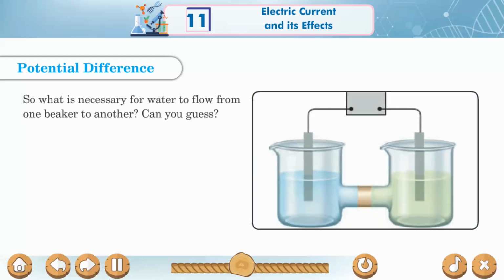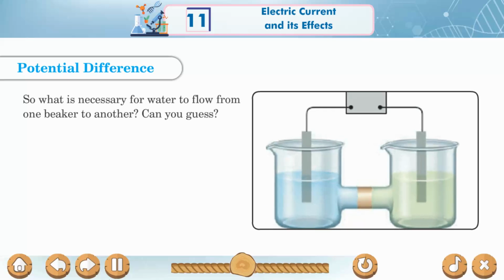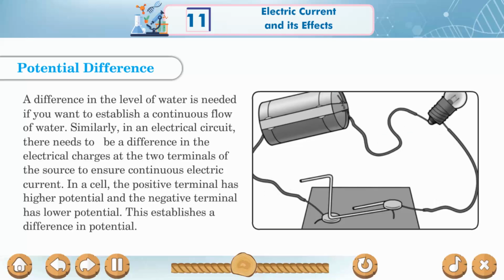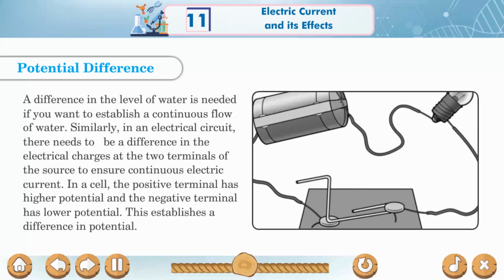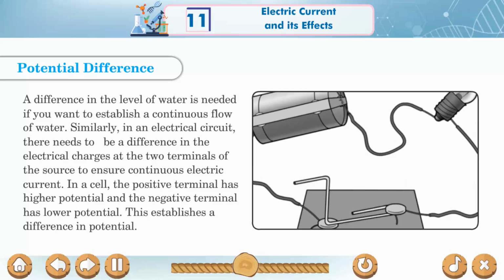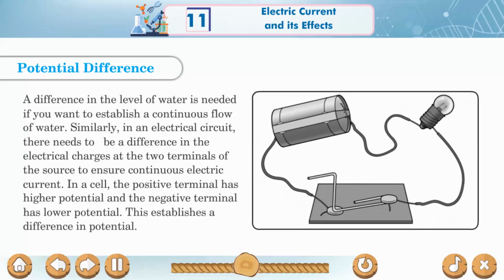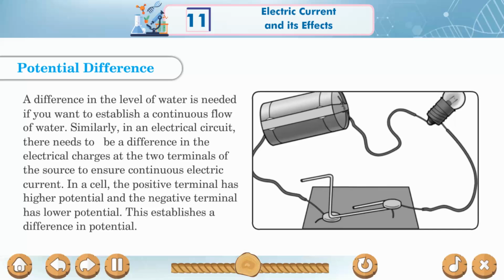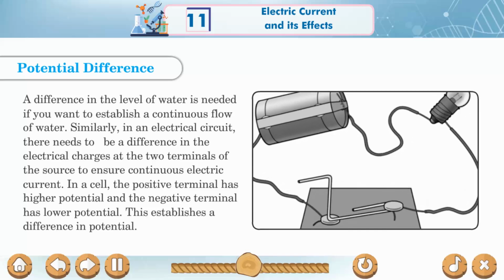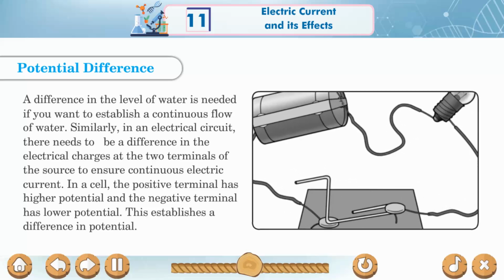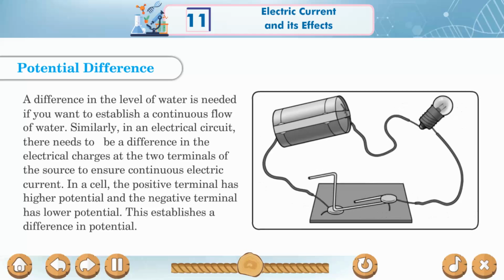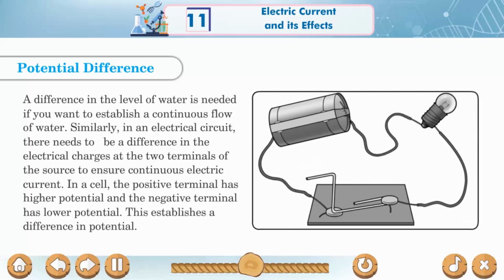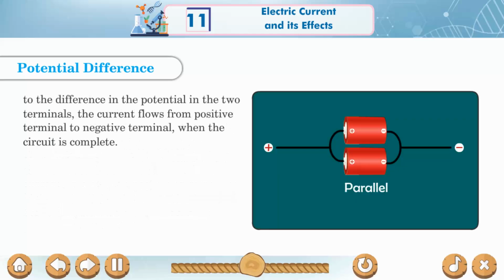So, what is necessary for water to flow from one beaker to another? Can you guess? A difference in the level of water is needed if you want to establish a continuous flow of water. Similarly, in an electrical circuit, there needs to be a difference in the electrical charges at the 2 terminals of the source to ensure continuous electric current. In a cell, the positive terminal has higher potential and the negative terminal has lower potential. This establishes a difference in potential. Due to the difference in the potential in the 2 terminals, the current flows from positive terminal to negative terminal.